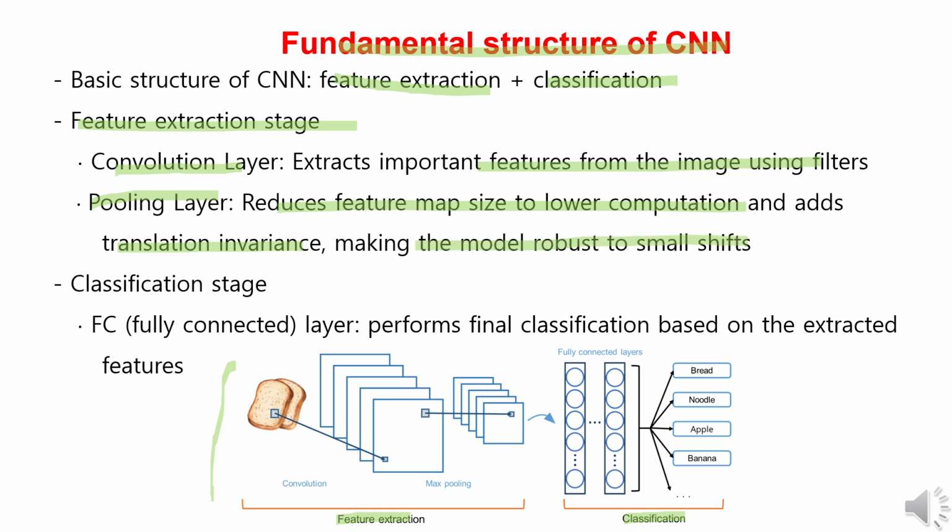Then, we move on to the classification stage. Here we use what's called a fully connected layer. It takes the features extracted in the previous steps and combines them to determine which class the image belongs to.